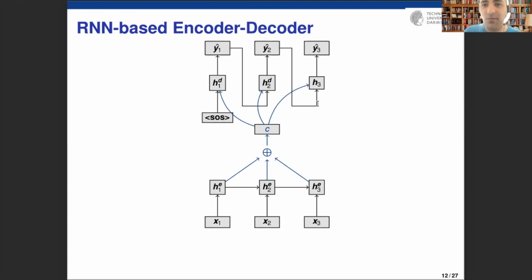Oh yeah, I'm noticing that here H3 should have a D to indicate that this hidden state is dedicated to the decoder. Okay, so I will correct this notation after the video, and I will upload the slides again. But it doesn't impact the idea, it's just a matter of notation.